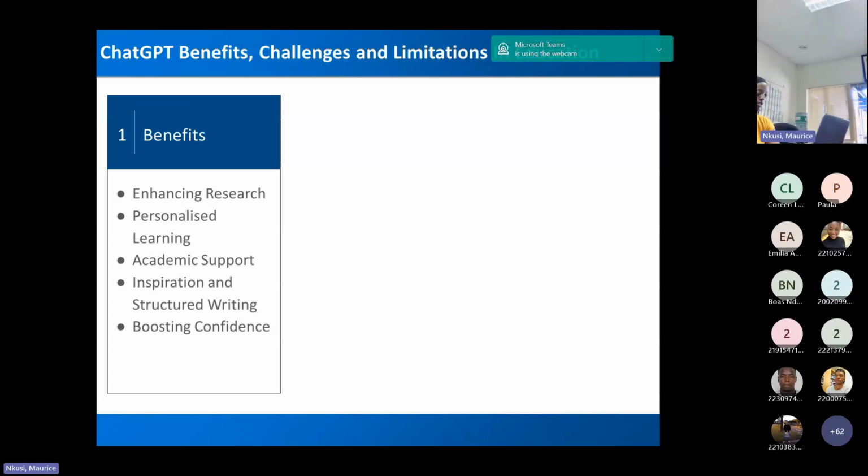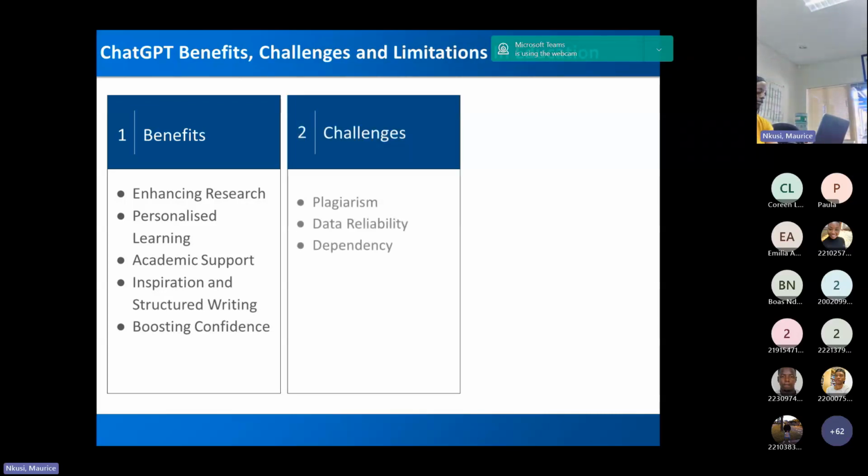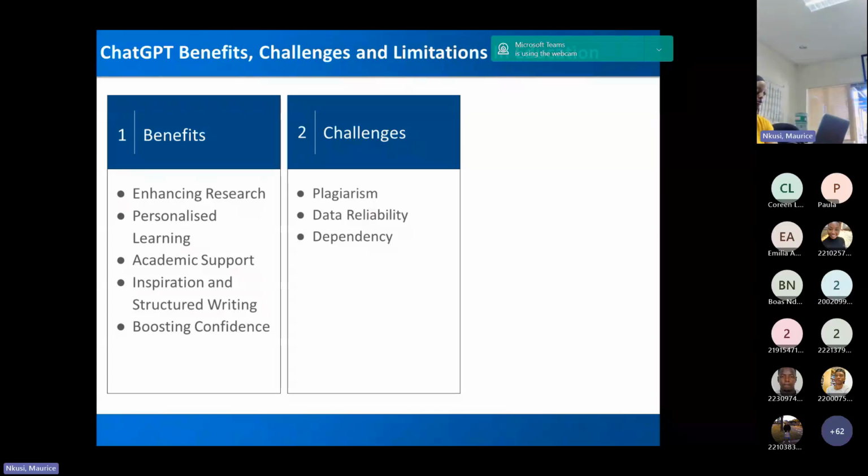It also provides inspiration and structured writing. When you lack ideas, you can use ChatGPT to write essays or inspire you in your writing. It also boosts confidence because it provides supportive feedback. Now, challenges. The first challenge is plagiarism. ChatGPT's advanced capabilities pose challenges in terms of detecting and preventing plagiarism, but there are methods which we will speak on later.